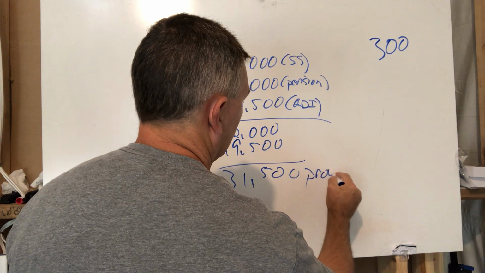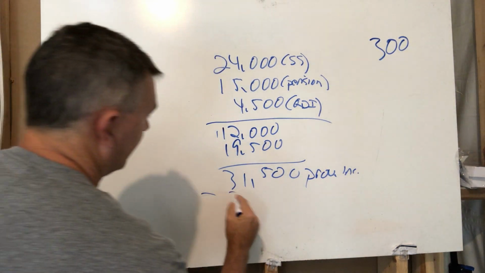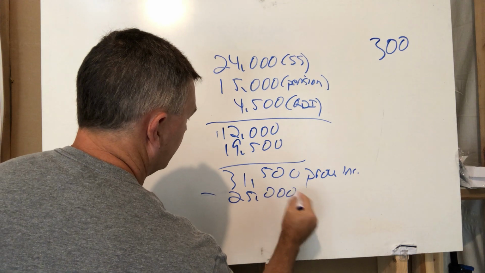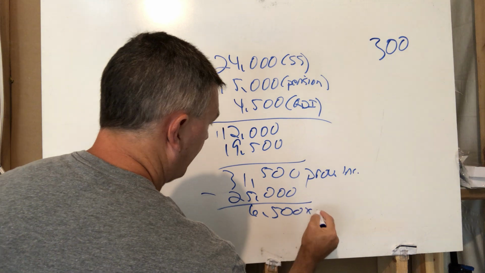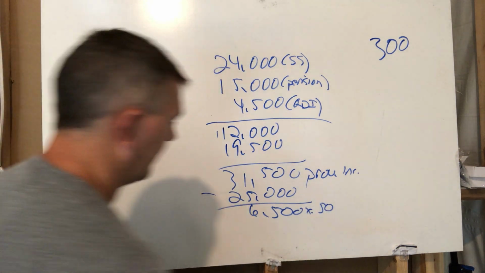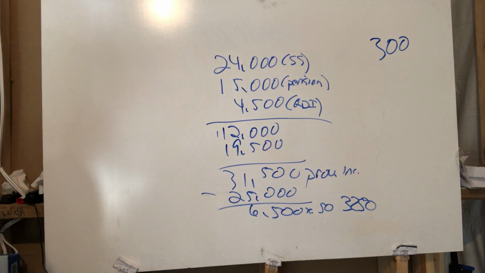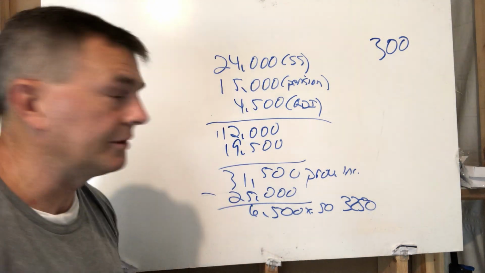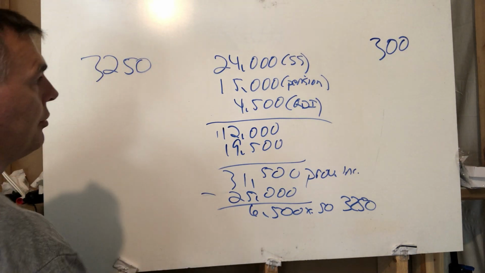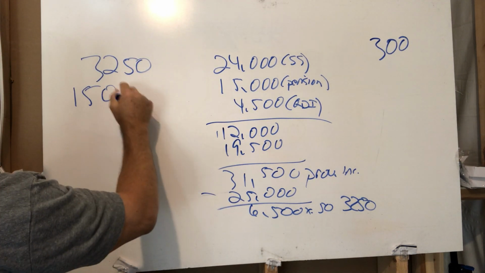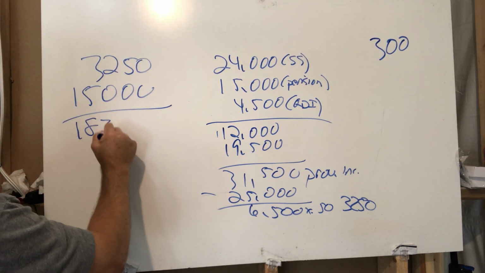All right, so now we say the first 25,000 is not subject to any taxation. That leaves us 6,500 times 0.5, and what's that? 3,250, right? 3,250 of his Social Security is subject to taxation. 3,250 plus the pension gives us 18,250.